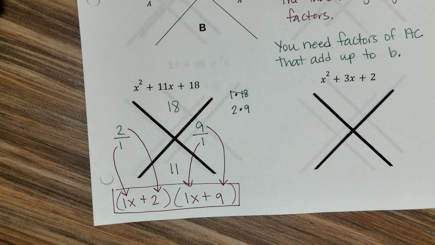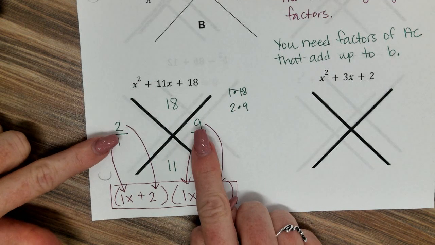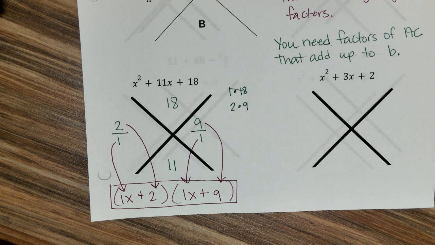So we don't do nothing with 18 and 11? No, we just use those numbers to get these. Now, let's see if we got it right. How could I check my answer? Solve it by doing FOIL. So let's check our answer.